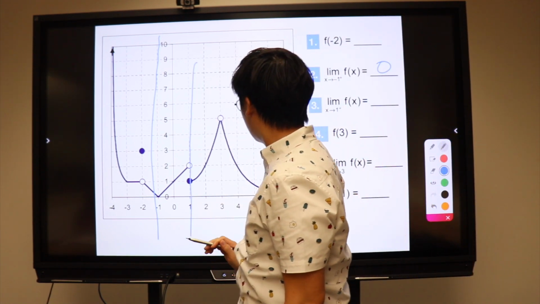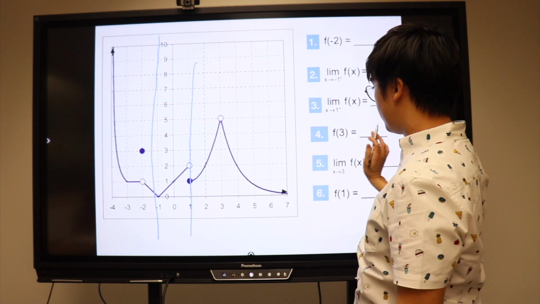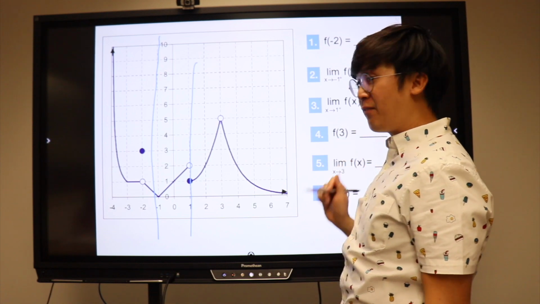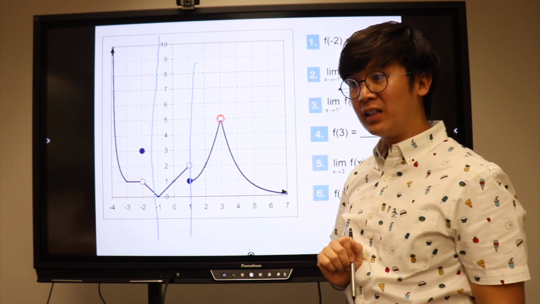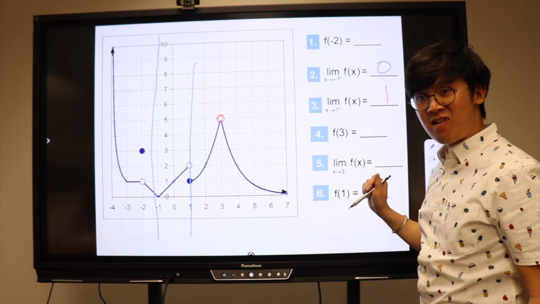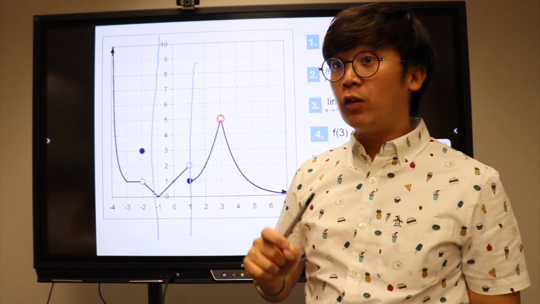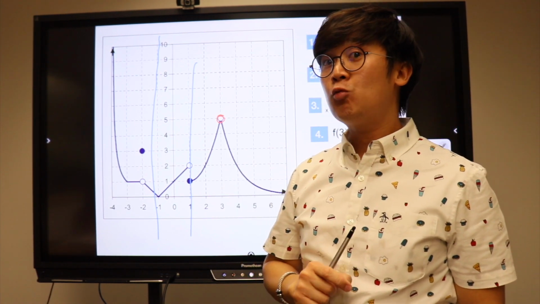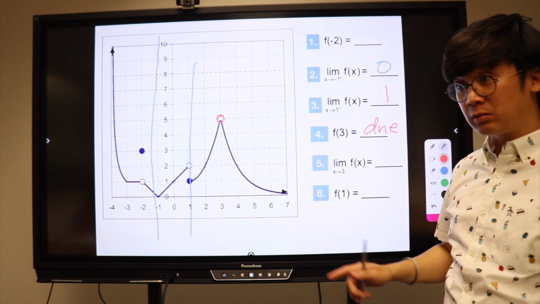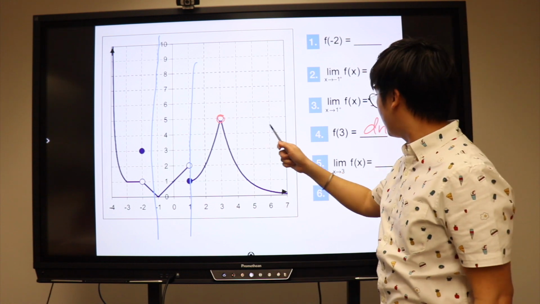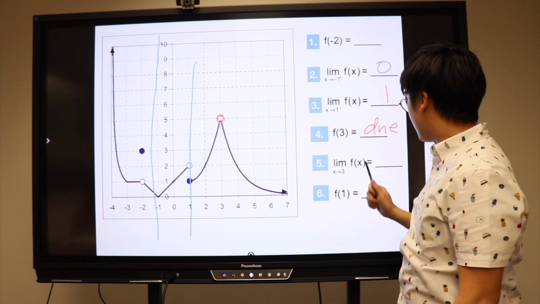This one is positive 1. X is equal to positive 1, approaching from the positive side, so it's equal to 1. And f of 3? What is your answer at f of 3? It's DNE, because you're looking for a dot, not a limit. That's why you need to know your symbols, because if you don't know your symbols, you might end up saying that it's something else. It's 5 if it's a limit.